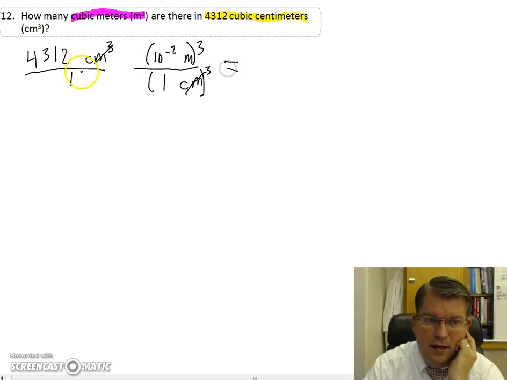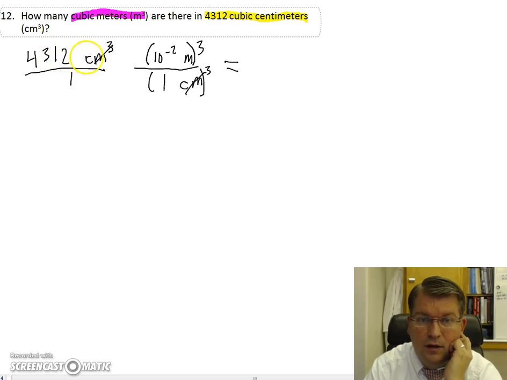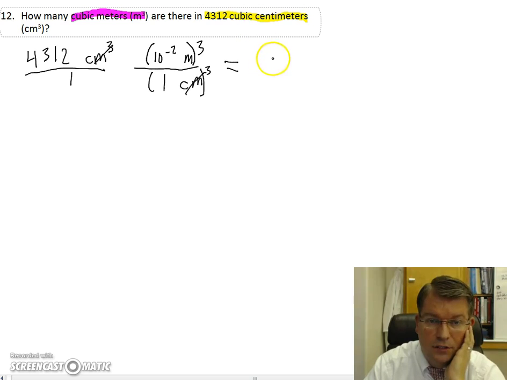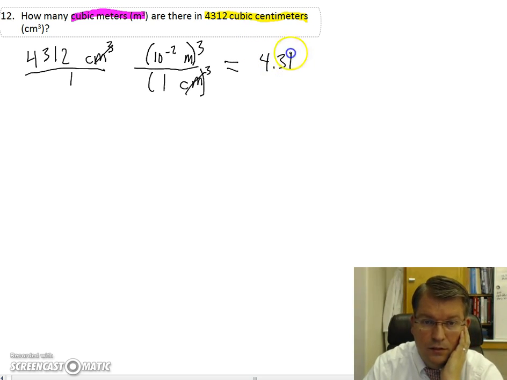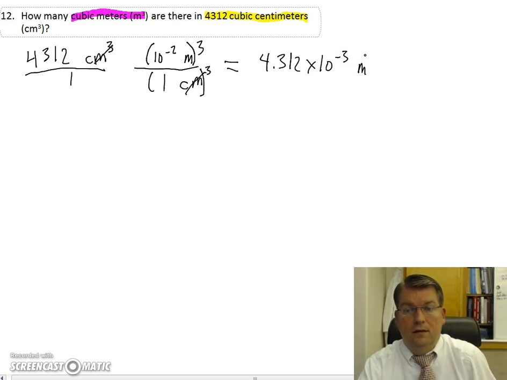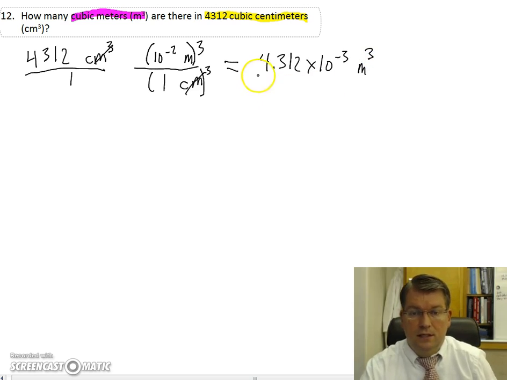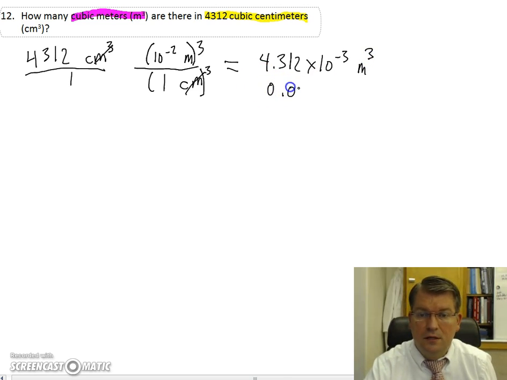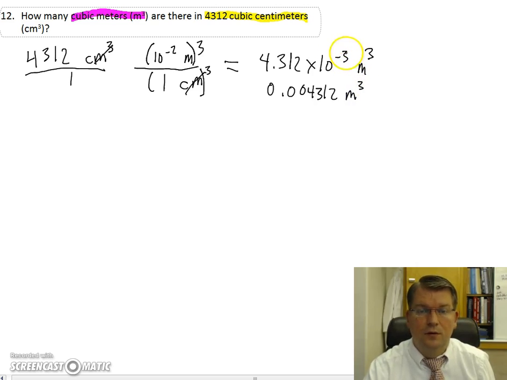So now I've got 4,312 times 10 to the negative 6. Okay, and then that should give us 4.312 times 10 to the negative 3rd power. And that is cubic meters. Okay. Some of you might also have written this, 0.004312 cubic meters. Both would be correct.